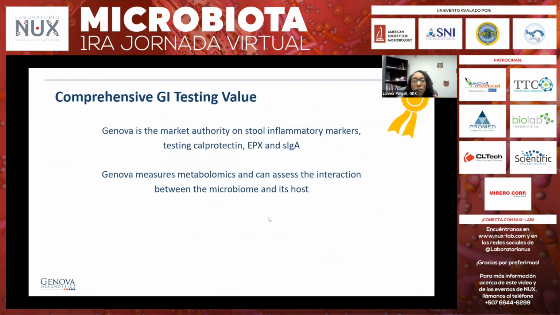So some GI testing values that I really want to highlight really quickly: I'm not sure if you guys are aware, but in terms of getting calprotectin FDA cleared, that was really Genova. Genova had a huge hand in that because we were one of the first labs to actually offer calprotectin, and we had a large part in getting it FDA cleared along with some of our other inflammatory markers. And then we measure these byproducts of the microbiome. So we're really looking at this interaction between the microbiome and the individual as a host. So that's definitely one of the many important GI testing values that our profile offers.